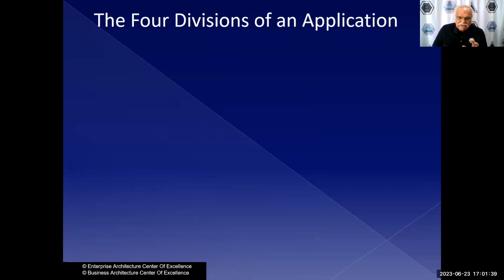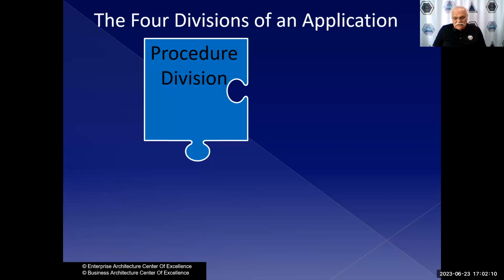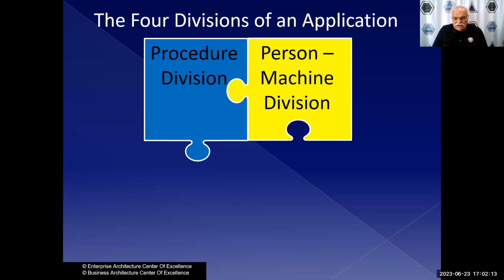What we have to recognize is that in an application, whether it's artificial intelligence or something else, there are four parts, there are four divisions within that application itself. The first is referred to as the procedure division, the processing engine part of an application, the manipulation that is going on to actually produce some results based on data, and we'll get to that in just a moment. The second component of an application is what we refer to as the person-machine interface. So that is the interface between an individual and the application that they're using.